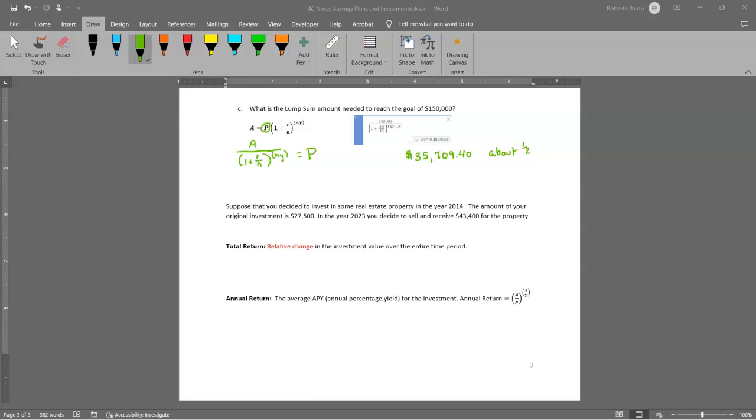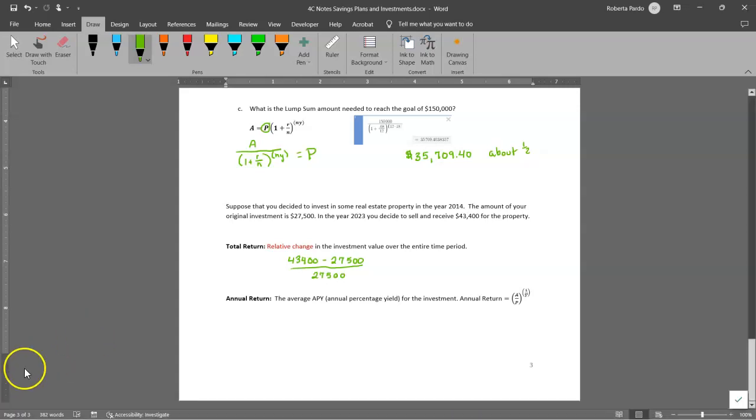So our relative change is new minus old divided by old. So 43,000 is our new number minus where it started, divided by where it started. So new minus old divided by old, that's the relative change. And we can do that calculation and figure out what that percent is. So the relative change means that that investment grew 57.8%.